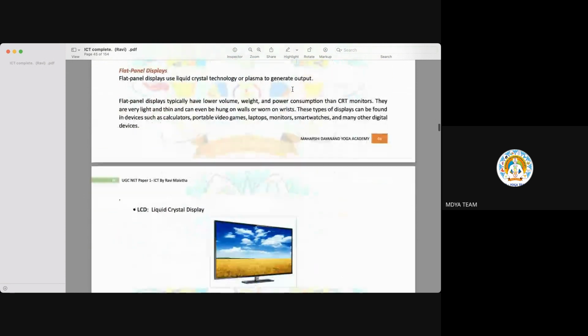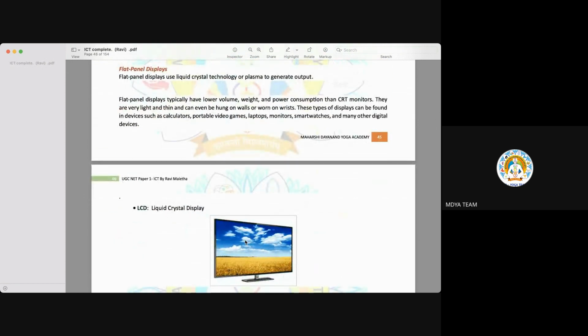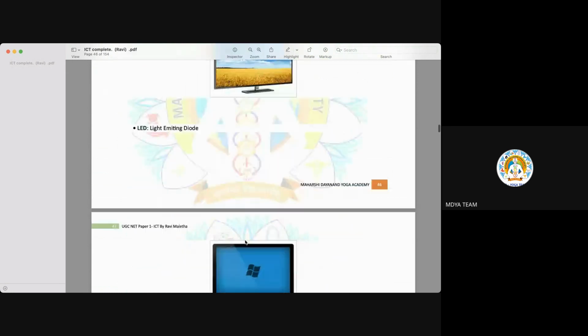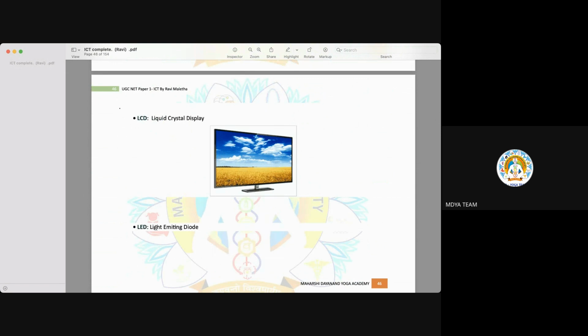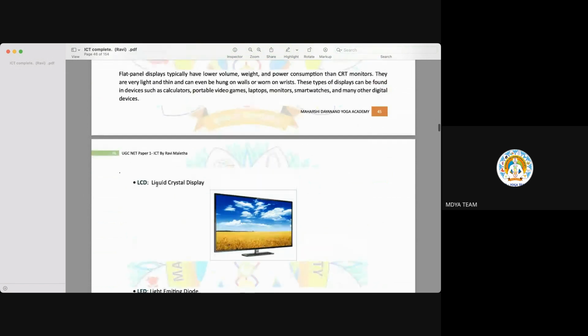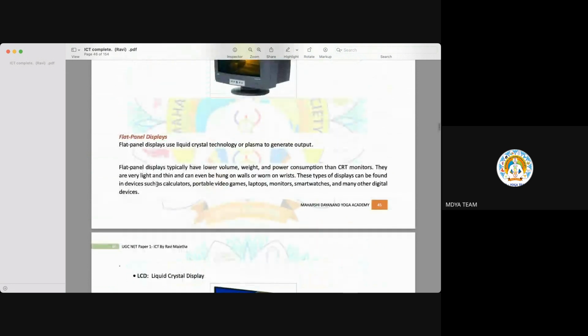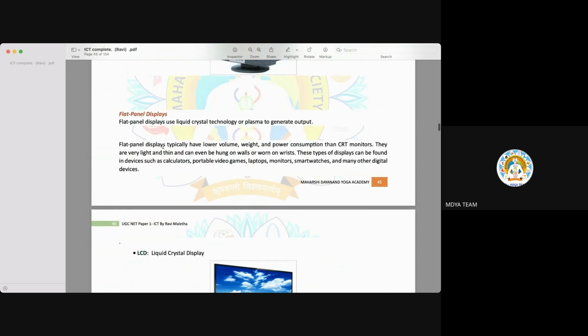Now flat panel screen, which may be liquid crystal display, maybe LED type, this type of display. LED is using light emitting diodes. LCD is using liquid crystal display. Don't need to go into detail what it means, what it contains and all. Just know about the display units, that's it. Now flat panel display units have lower volume and lower weight and power consumption too as compared to CRT monitors.